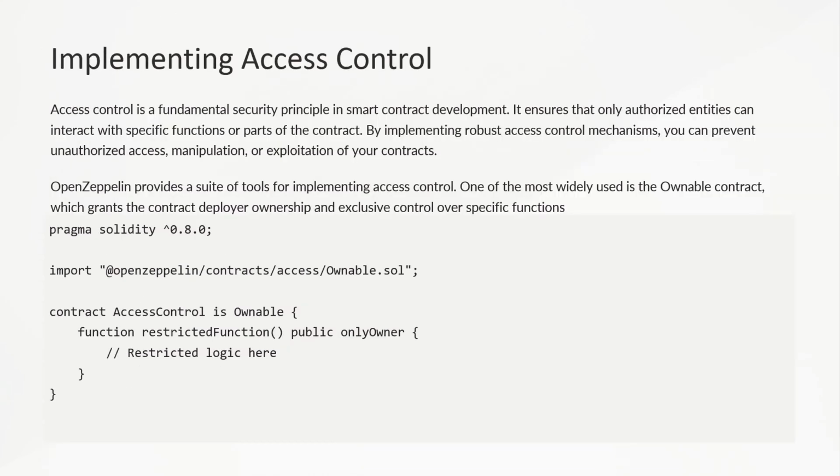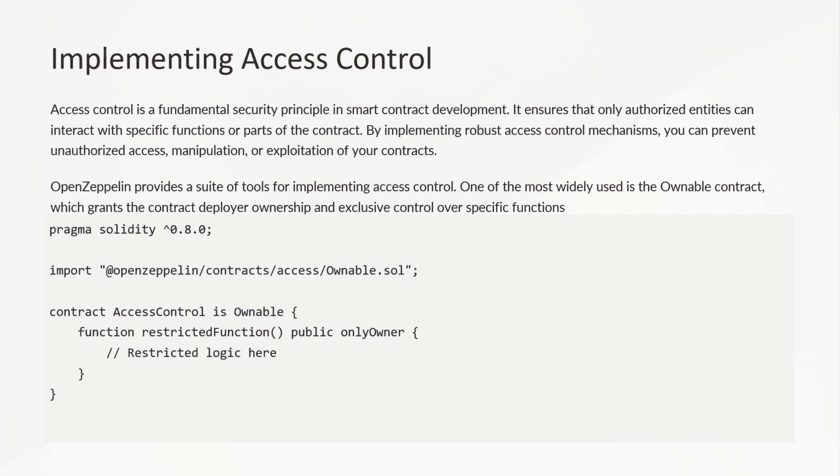Access control is a fundamental security principle in smart contract development. It ensures that only authorized entities can interact with specific functions or parts of the contract. By implementing robust access control mechanisms, you can prevent unauthorized access, manipulation, or exploitation of your contracts.